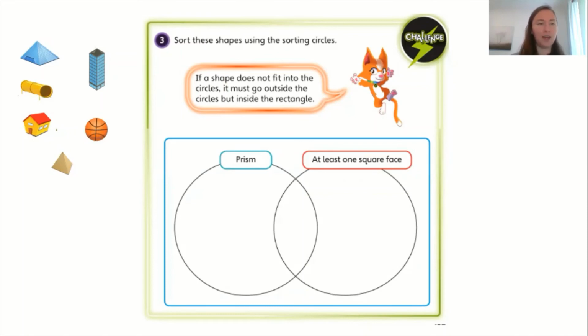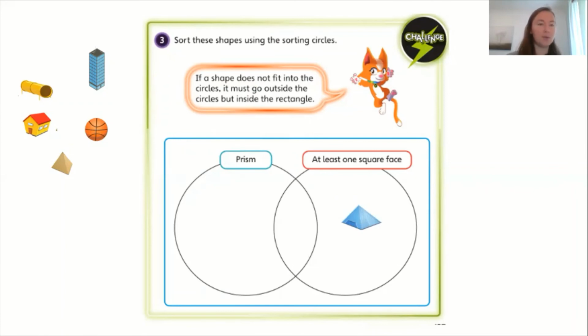Okay, so let's start with this pyramid here. It is a square base pyramid. I can tell it's a square base pyramid because it has got a right angle at this corner here. So this will have at least one square face. However, it's not a prism. A prism, I must be able to cut it through the middle or through any section of it, and the faces will still be the same size and shape on either end. However, I cannot do this with this shape, so it is not a prism.